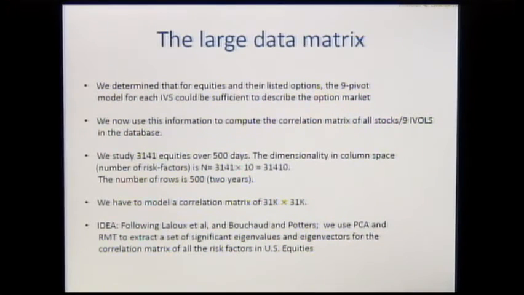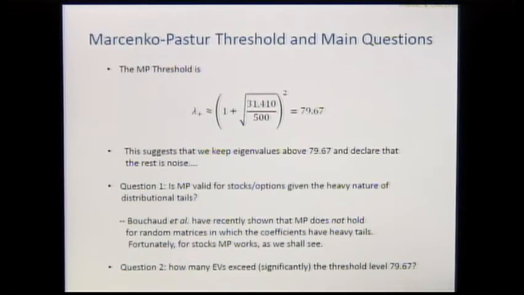So we determined that for each equity and its listed options, you have 9 pivots. Now we want to use this information to compute the correlation matrix. We study a reduced set. We don't have 10,000, we have 3,000 over 2 years. The dimensionality in column space is 31,410. We use 2 years. Every time everybody comes up with a different test. Idea: follow Laloux, Bouchaud, and Potters, use PCA and random matrix theory to extract a set of significant eigenvalues and eigenvectors. We look at the lambda plus. The lambda plus is 79.67.